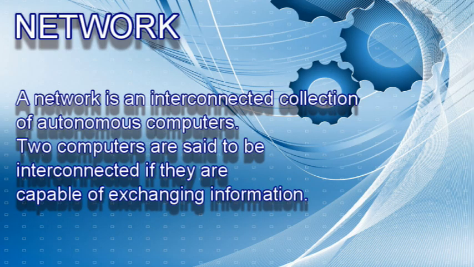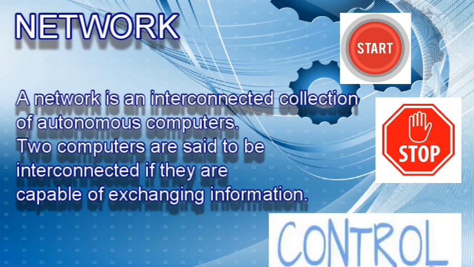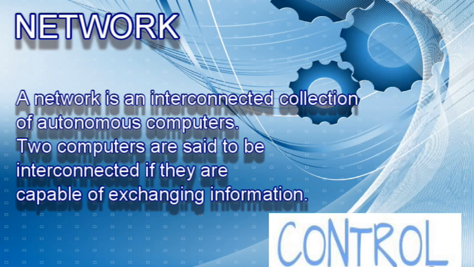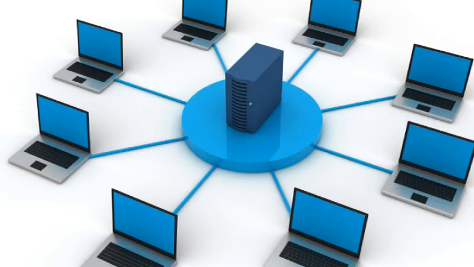Now what do we mean by autonomous computers? Whenever I'm talking about the word autonomous in this definition, it means that no computer on the network can start, stop or control any other computer. Whenever they are connected with each other, they are not going to start, stop or control anything. They are just going to exchange information when they are interconnected. That is basically known as a network. As you can see on the screen, this is a network in which the computers are connected together and they are sharing some information, or we can say sharing some resources.